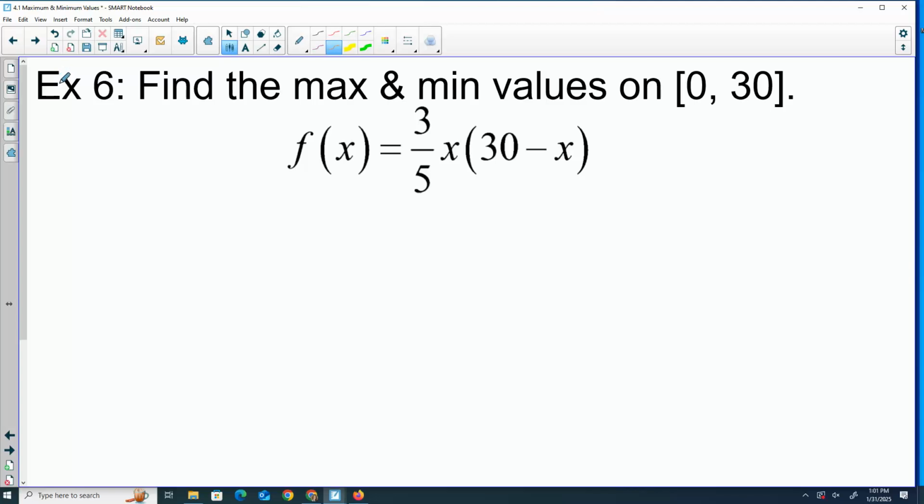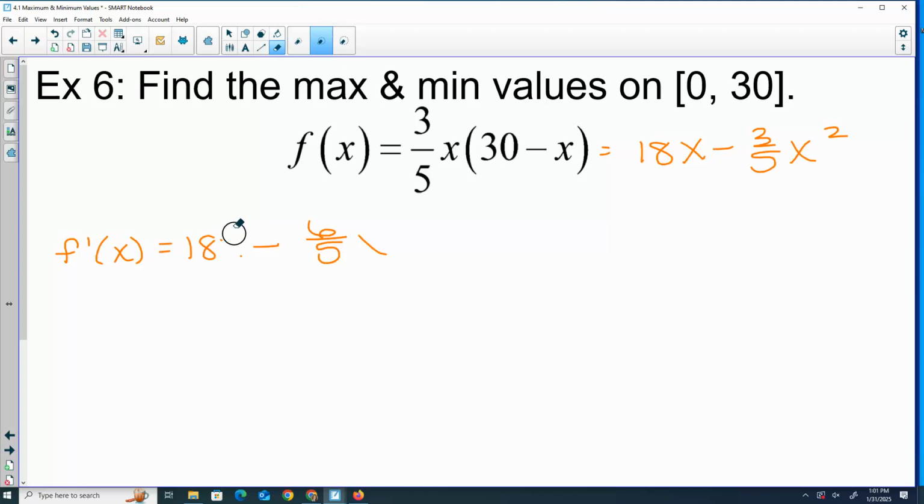Alright, so if I ask you to find this max and min, we need our derivative. As it's written right now, what would I have to do? Distribute. So 3/5 times 30. 30 divided by 5 is 6. 6 times 3 is 18. So our derivative is 18 minus 6/5 x.